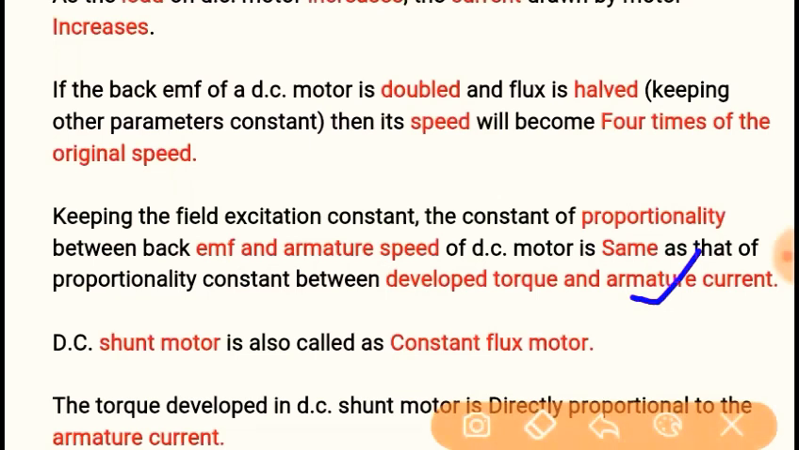Next one. Keeping the field excitation constant, the constant of proportionality between back EMF and armature speed of a DC motor is the same as the proportionality constant between developed torque and armature current. The next one, the DC shunt motor is also called a constant flux motor. A constant flux motor is nothing but a DC shunt motor.